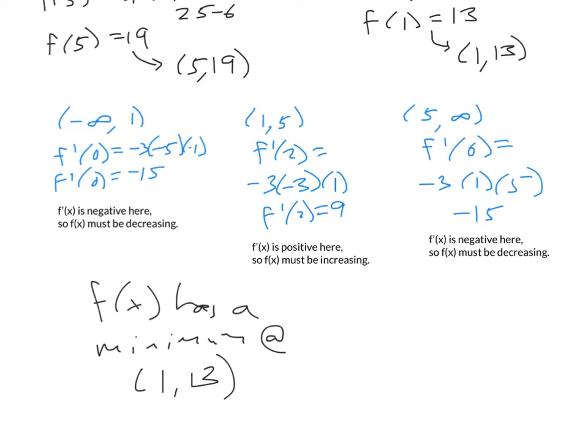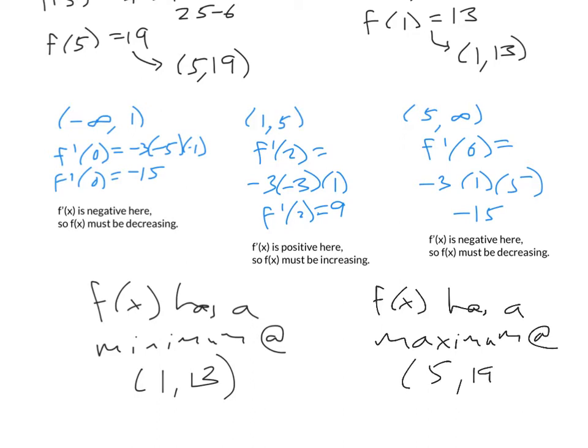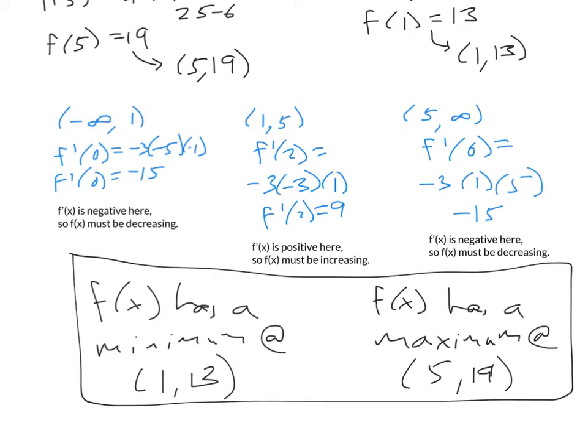At 5, we must have had a maximum, right? So that means that f of x has a maximum at (5, 19). And this is the answer to the question. The question was asking us to find and classify the stationary points of the function, and we've now done that.